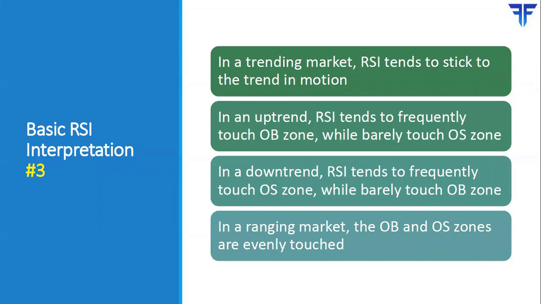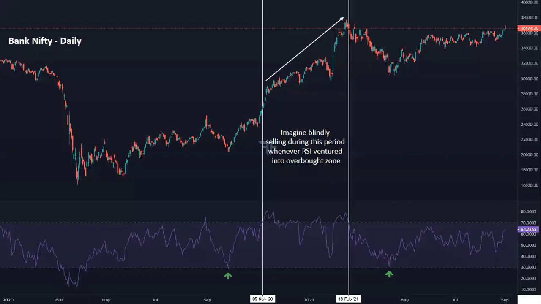Once you start using RSI, you will notice that when a market is trending, RSI tends to behave in a particular fashion than when a market is not trending. So in an uptrend, when the price of a security is in an uptrend, you will often see that the RSI is quite easily touching the overbought zone, the 70 zone, but struggling to touch the oversold zone, as we saw in case of this Bank Nifty chart over here.